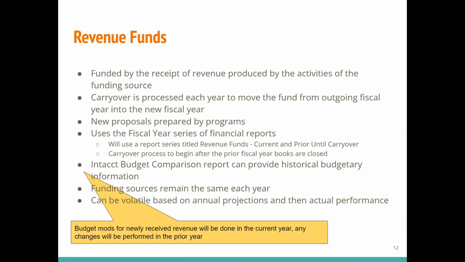So if we're preparing our new proposals, we would have an idea of what revenue we're actually generating year over year. Their funding sources remain the same, and of course there's volatility here. It's not an award that's typically static with what's been awarded. This is going to be based on your projections and then the actual performance of whether or not people are paying their solid waste bills or other bills that are generated from the programs using Intact for this purpose.